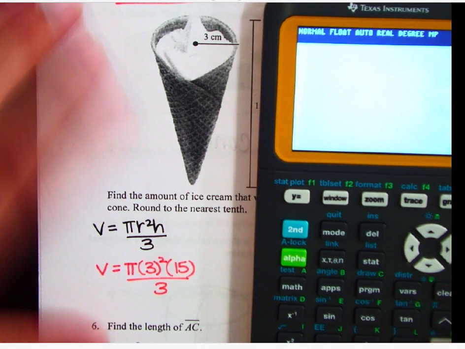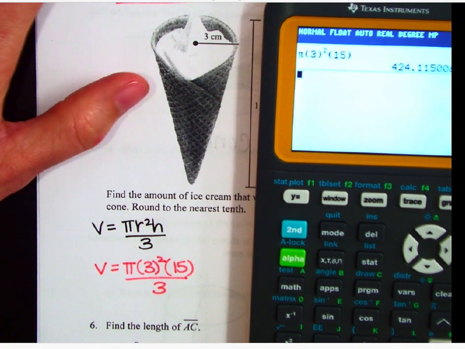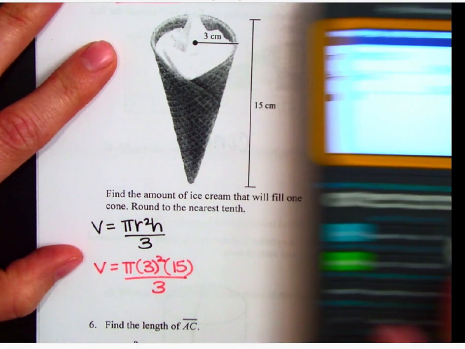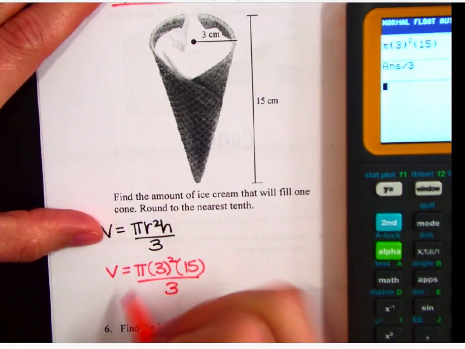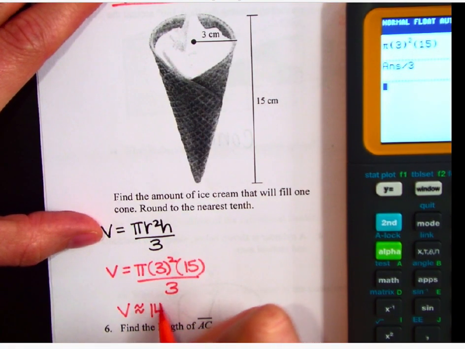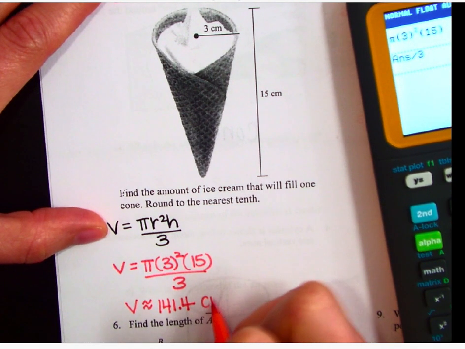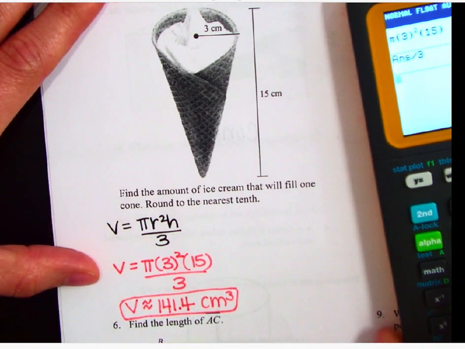So putting this in my calculator, pi times r squared times the height. I'm going to press enter. And then the division symbol to divide by 3. And this gives us about 141.4 cubic centimeters for the amount of ice cream fitting in the cone.